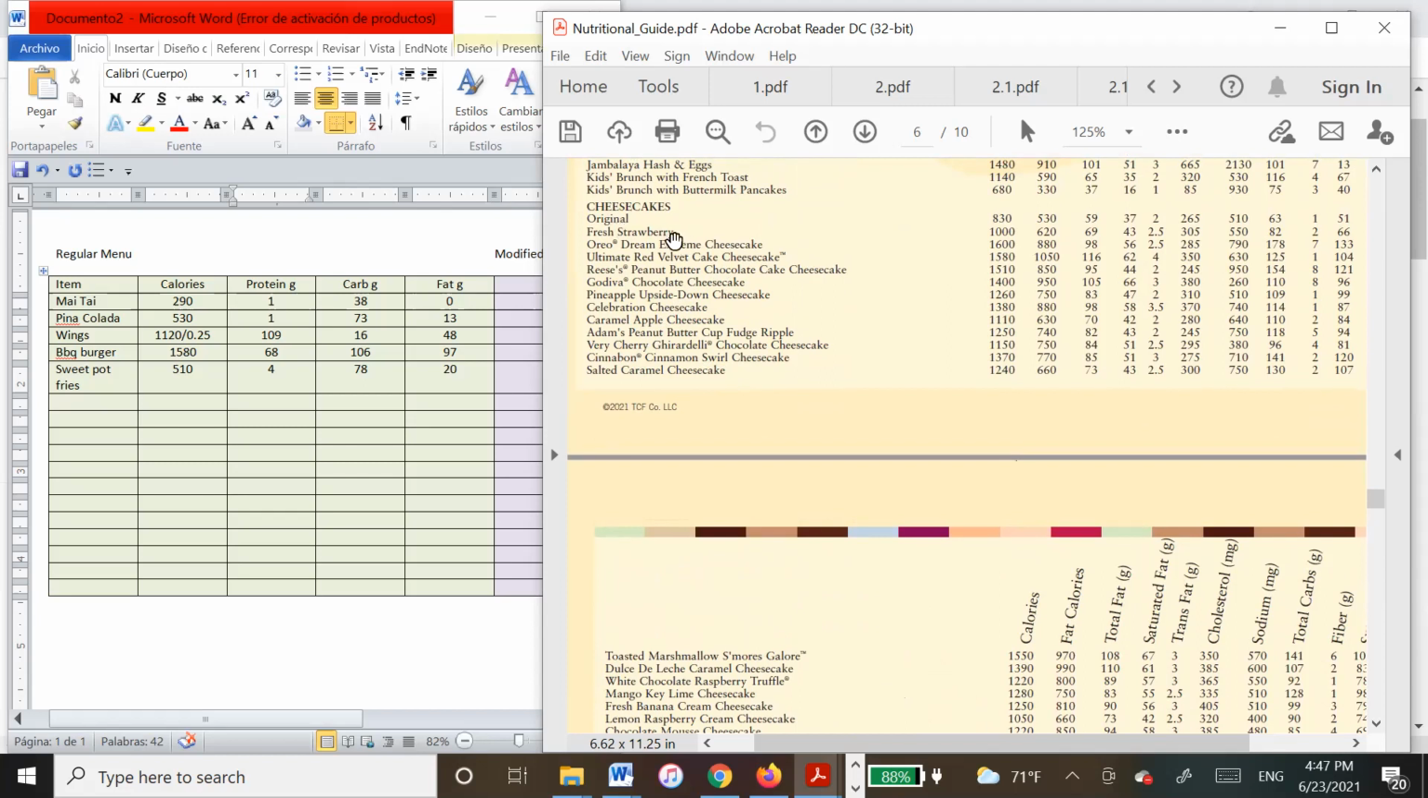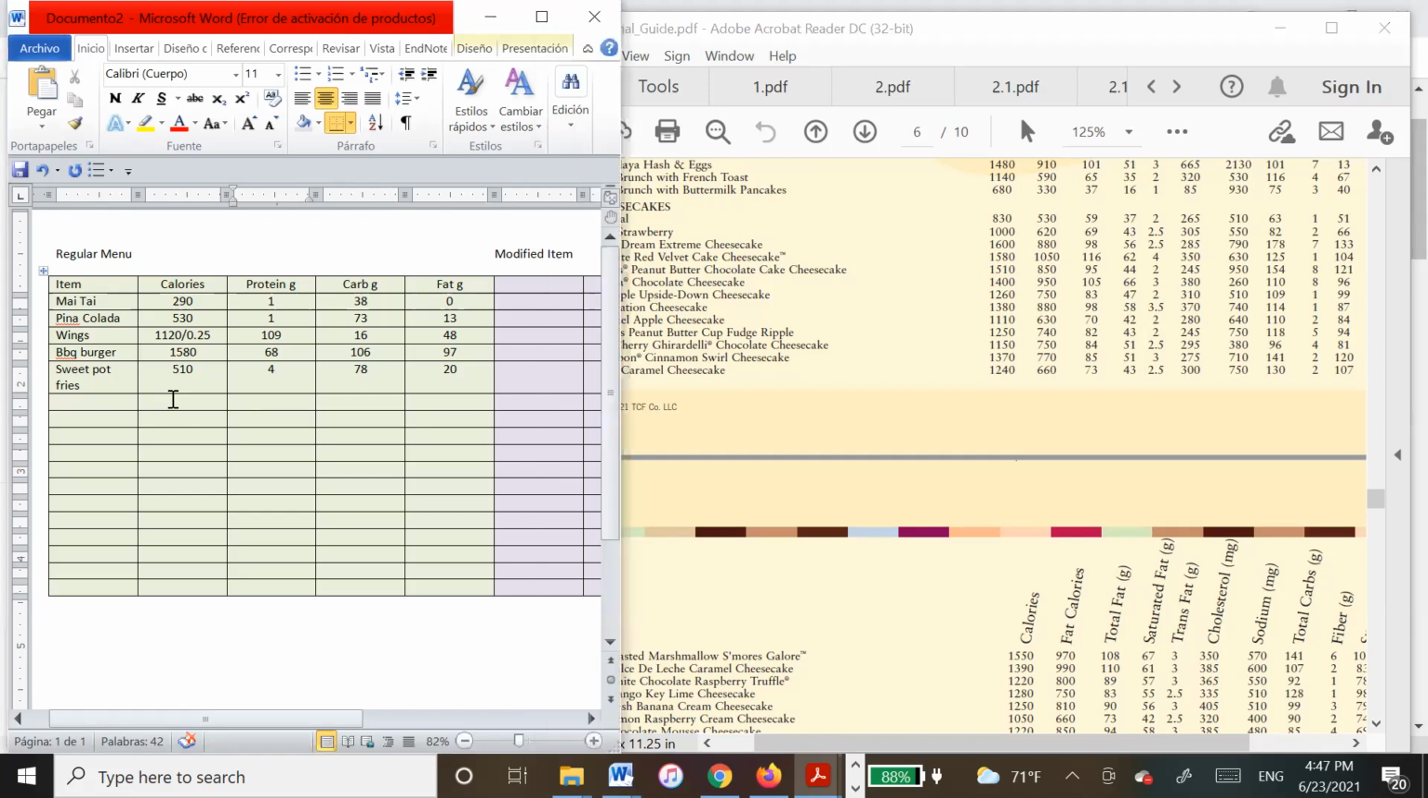So, oh, here's the Oreo one that they were saying. But let's say we're gonna get the celebration cheesecake. Well, the celebration cheesecake is 1,380 calories. So let's go 1,380. And we're gonna put cheesecake here.